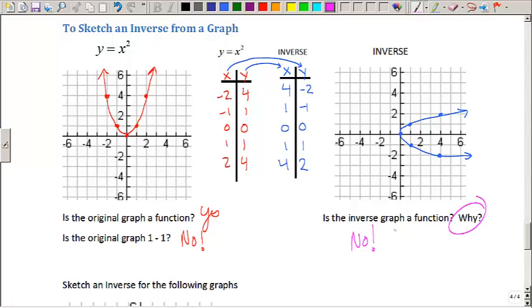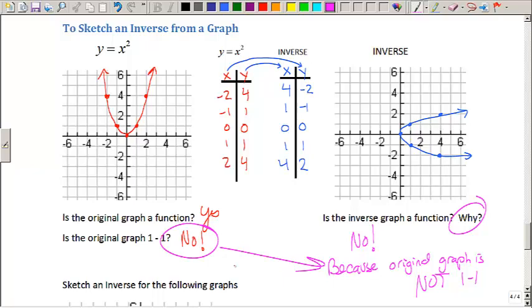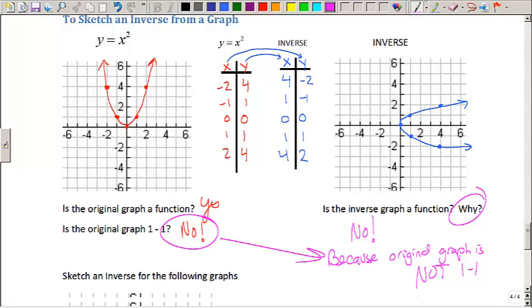Well, the answer here, the inverse graph was not a function because the original graph was not 1 to 1. And we said because the original graph is not 1 to 1, therefore we cannot have an inverse function. You can graph the interchanged points, but the inverse will not be a function. So the only time you're ever going to get an inverse function is if the original graph was 1 to 1, which we talked a little bit about earlier. I just like to show you visually why that doesn't work.